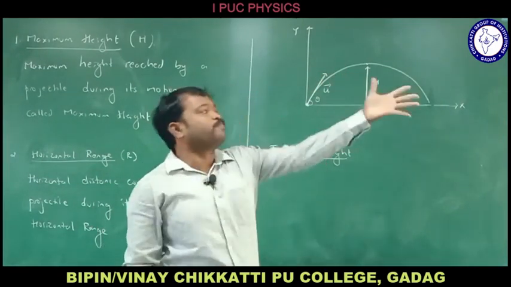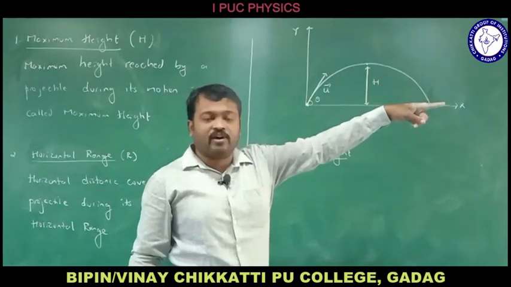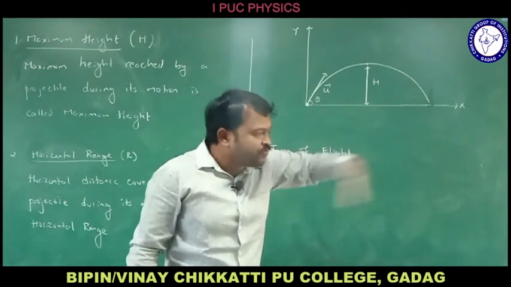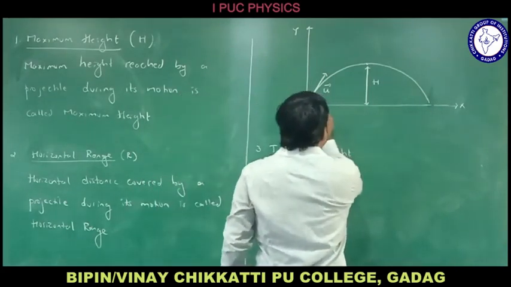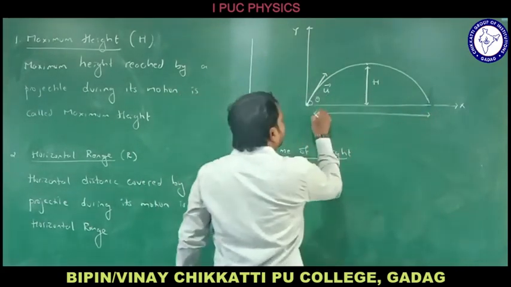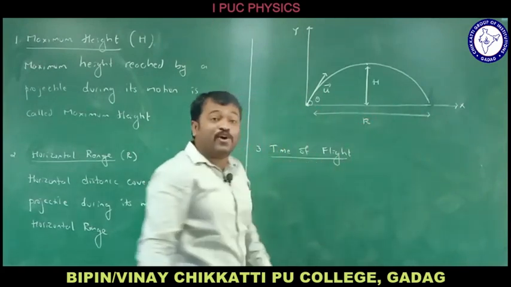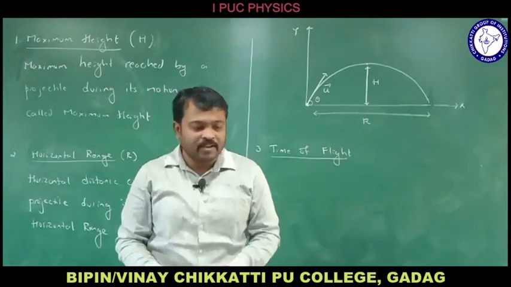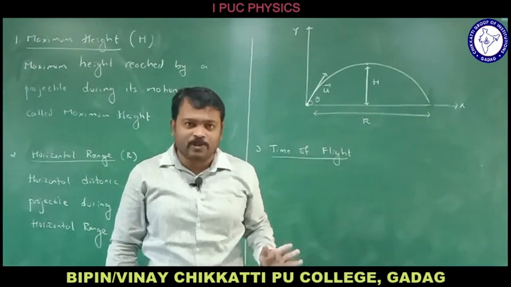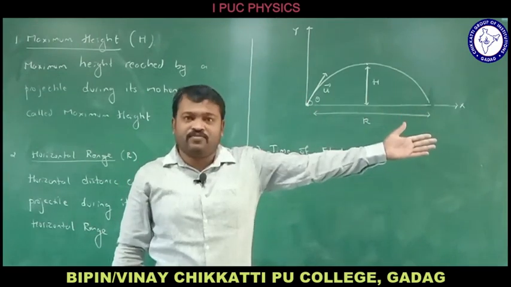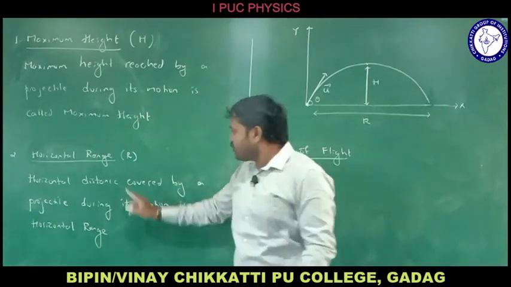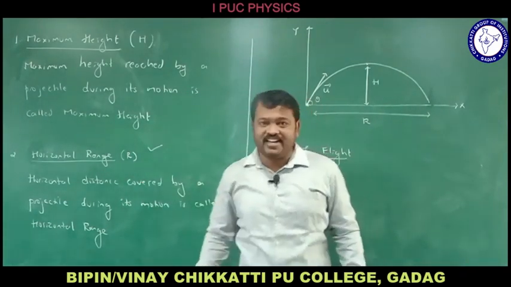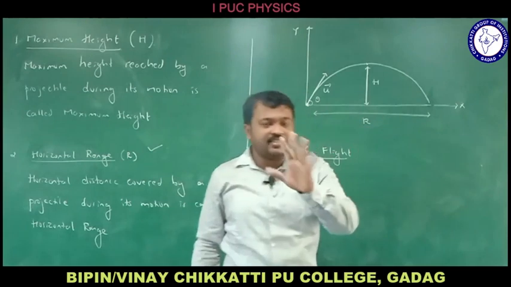If I throw a chalk piece like this, at what distance will it fall? The distance covered is called the horizontal distance. This is the horizontal distance, the distance covered by the projectile, and this is called the horizontal range. Simple. Maximum height is what is reached by the projectile; here, how far did it fall? That horizontal distance covered by the projectile is called the horizontal range, and we represent it by R. This is the second parameter.